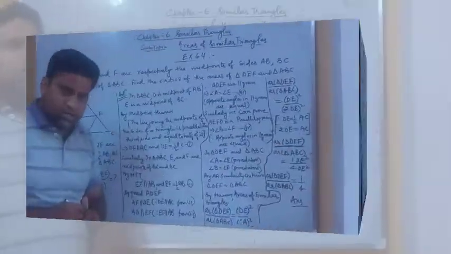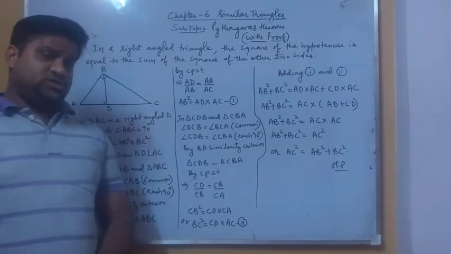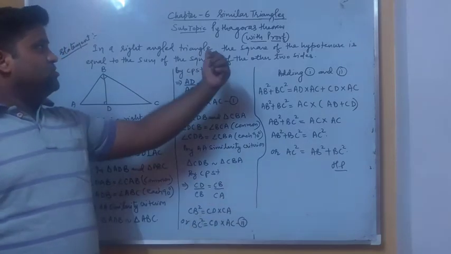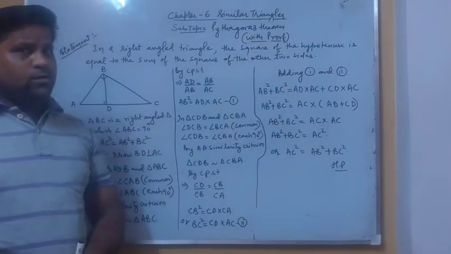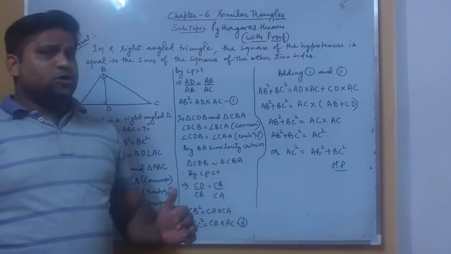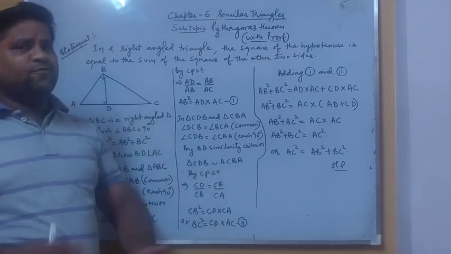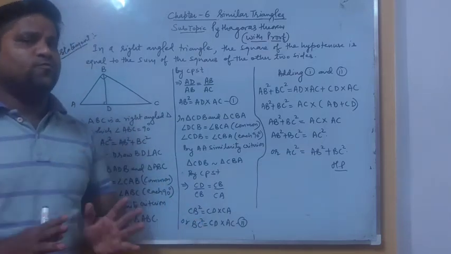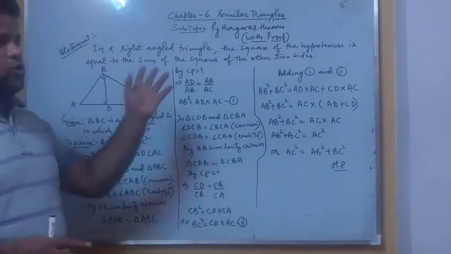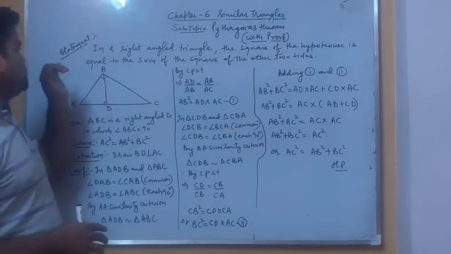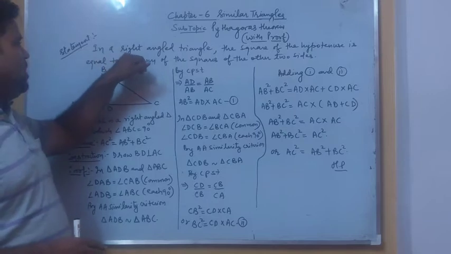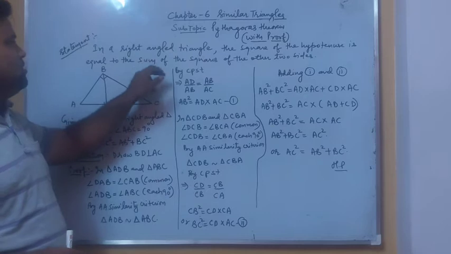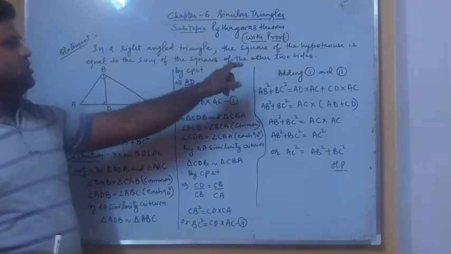Now let us come on another topic of this chapter number 6, which is Pythagoras theorem. Here we will study this Pythagoras theorem with proof. The converse of Pythagoras theorem proof has been deleted from the course, so we will not study the converse of Pythagoras theorem proof. So let us come on the Pythagoras theorem with proof. Its statement is, in a right angle triangle, the square of the hypotenuse is equal to the sum of the squares of the other two sides.